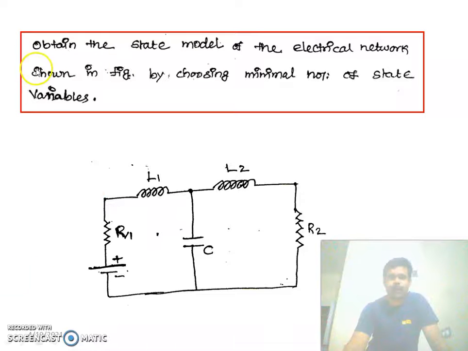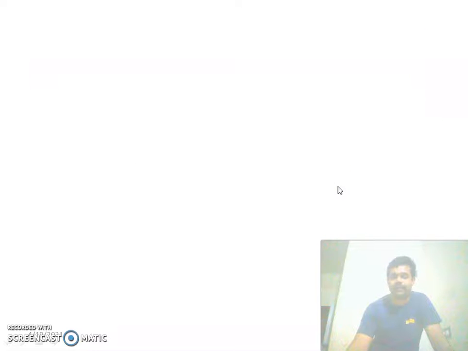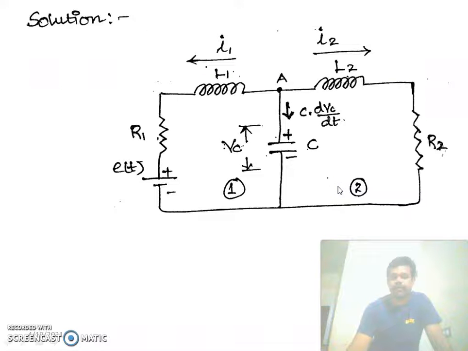Next problem is to obtain the state model of the electrical network shown in the figure by choosing the minimal number of state variables. So here you have three energy storing elements: one is L1, another one is L2, and another one is C. So here you have three state variables.